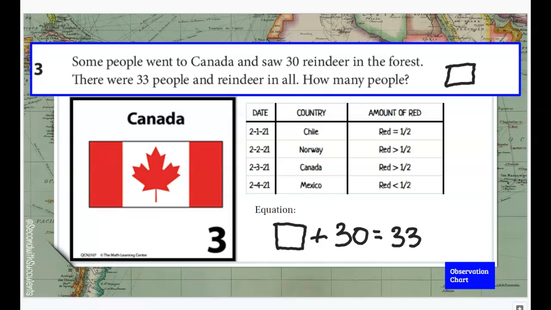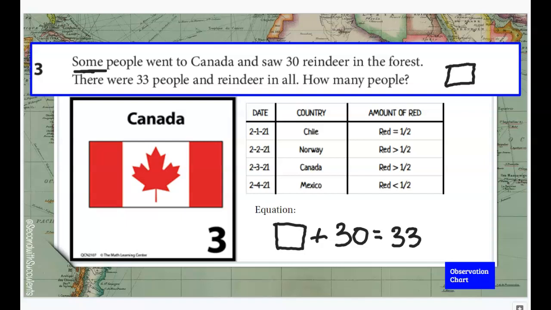If you're showing a connection, that's good thinking. You may have been thinking, well, we start our problem with some. That tells me right away, I don't know how many people if it says some people, because I don't have a number right here. They went to Canada and saw 30 reindeer. There were 33 people and reindeer in all. Well, 33 is my answer because it says in all, and I know I have 30 reindeer.